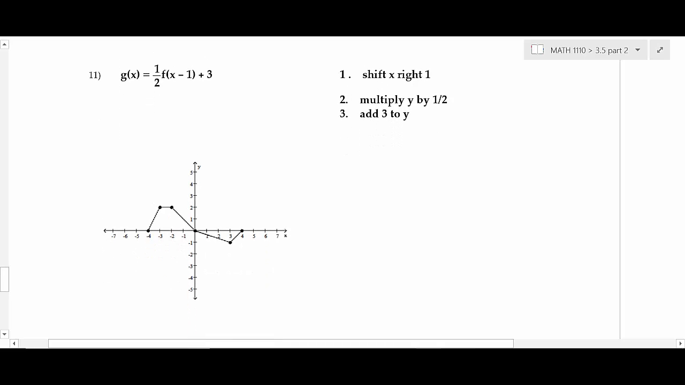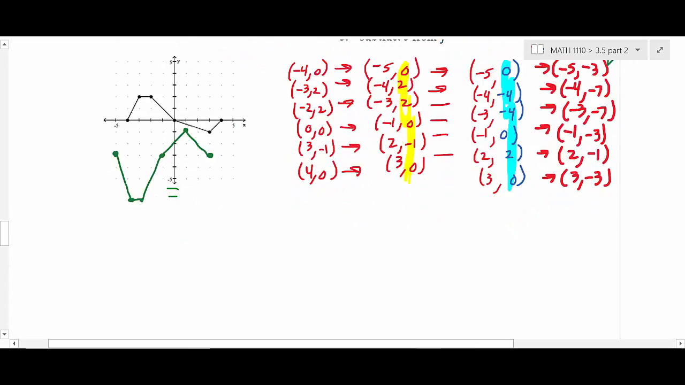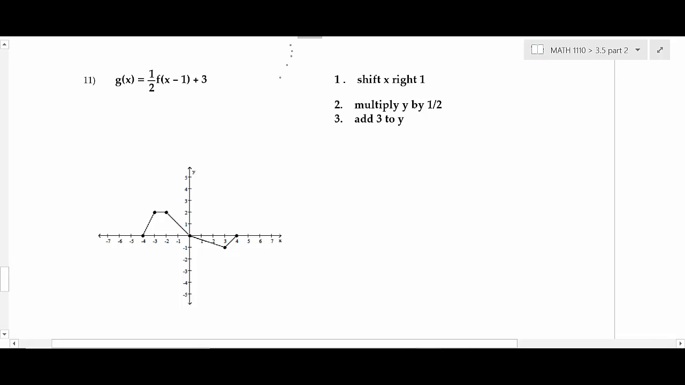This is almost the same graph. I guess it's the same graph, but what I did is I changed things around a little bit. So let's do kind of the same thing. I'll give you guys a couple of minutes to do this yourself. Let's write down these points: -4, 0, -3, 2, -2, 2. Let's use 0, 0. Then we got 3, -1. And then finally we got 4, 0 like that.